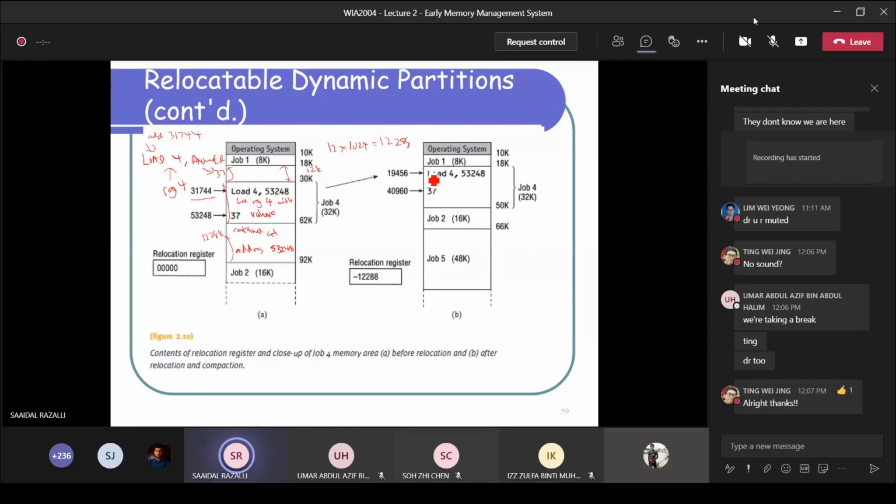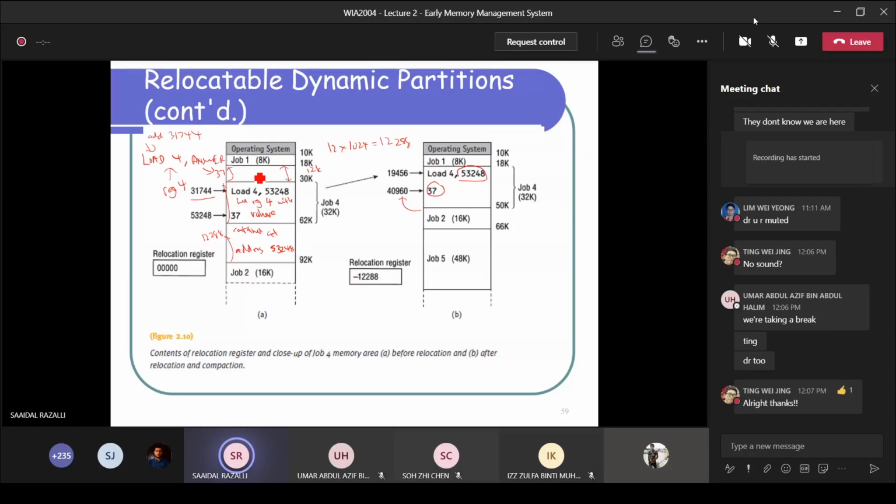Here you have a new location of 31744, which becomes 19456, load register 4, and 40960 holds 37, the new one. The original 53248 still has the same value 37, just that it moved to 40960. It is negative because it moved to a lower memory address location.